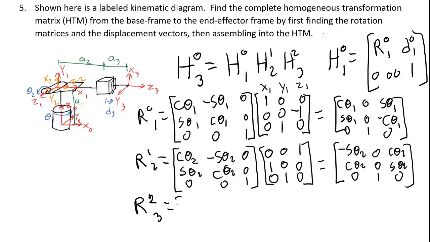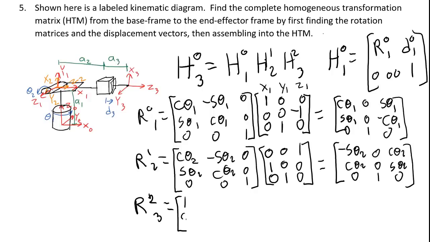Let's do R23. Now, it looks as though there is a rotational joint between frames 2 and 3, but that's actually not the case. Frame 2 is the frame that came from the prismatic joint. I just had to move it into a different location in order to follow the Denavit-Hartenberg rules. So there actually is no rotational joint between frame 2 and frame 3. So the only part of the rotation matrix I need is the part that tells me how frame 3 is rotated relative to frame 2 right now.